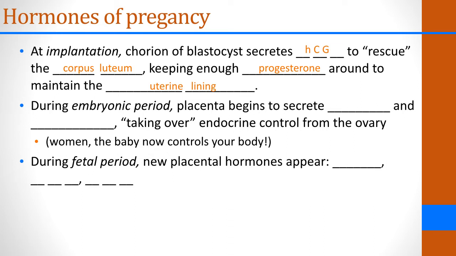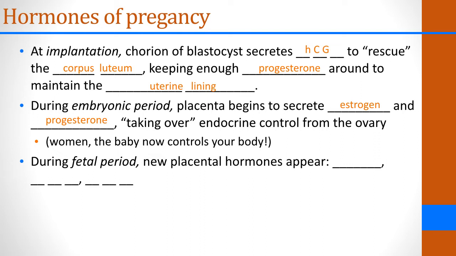So during the embryonic period, the placenta begins to secrete estrogen and progesterone, taking over the endocrine control from the ovary. Now, progesterone acts to maintain the pregnancy by supporting the lining of the uterus, so it prevents shedding of this lining, and it suppresses the ability of the muscle layer of the uterine wall to contract. So that's going to help prevent labor from occurring before the end of pregnancy.